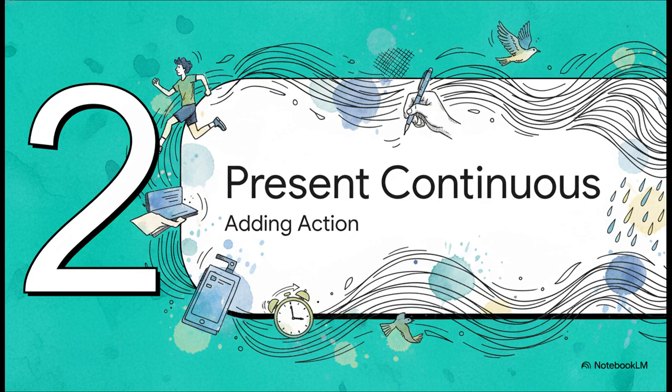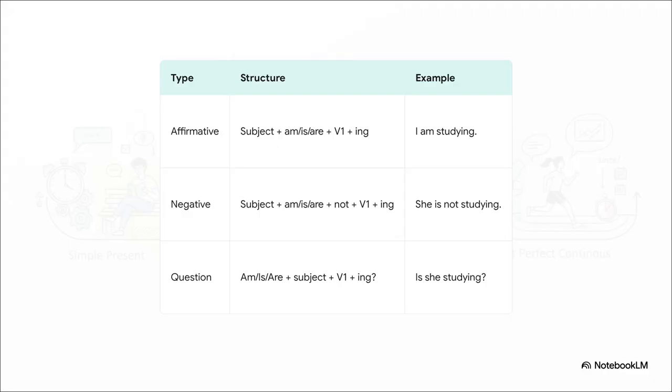So the simple present is awesome for routines. But what if you want to talk about something that's happening, like right now? Well, for that, we need a different tool. And that tool is the present continuous tense. The structure here adds a couple of key ingredients. You start with your subject, then you add the right form of the verb to be, am, is, or are, and then you tack ing onto your main verb. I am studying.